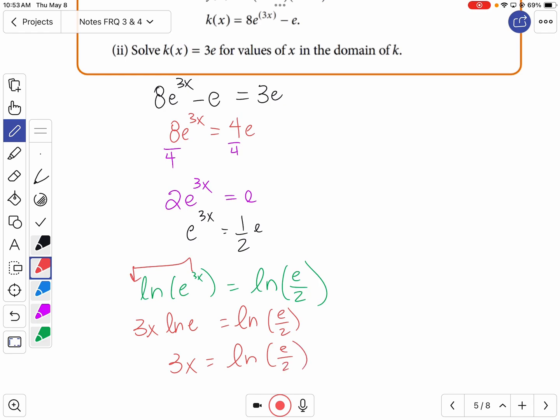Can't separate that 1/2 e because it's not an exponent, right? It's already inside of there. And then what would I do to get x by itself? Divide by 3. So I can say x is equal to 1/3 the natural log of e over 2, and that is an exact answer.